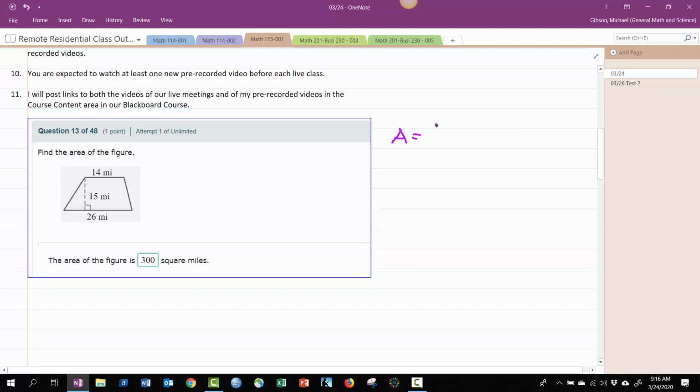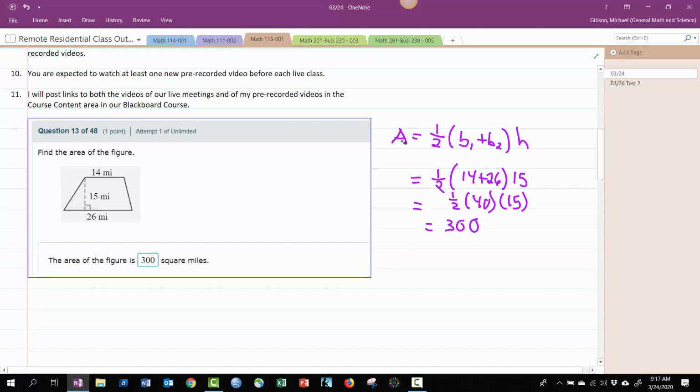Is 1/2, I guess we'll call it base 1 and base 2, if you will. It's the parallel sides, and then you multiply it times the height. So in this case, that's 1/2 of 14 plus 26. Multiply it times the height. Right? Gets you 1/2 40 times 15, which is 300.